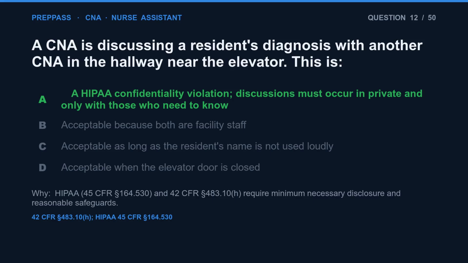The correct answer is A. HIPAA, 45 CFR Section 164.530 and 42 CFR Section 483.10(h) require minimum necessary disclosure and reasonable safeguards.